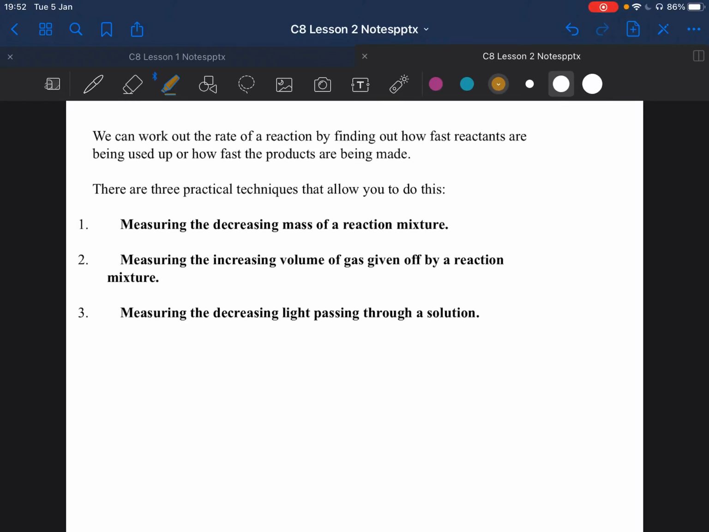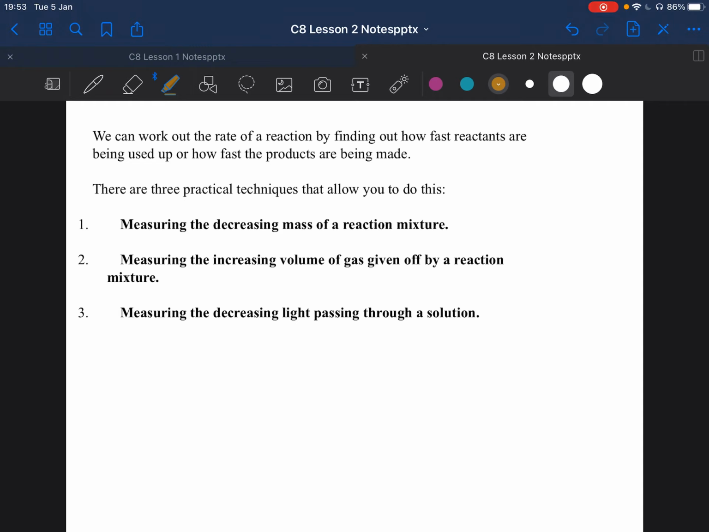Hi, and welcome to the second lesson in the rates of reaction topic. This one's going to look at how we can use practical investigations to measure the rate of different reactions. So we're going to start by introducing you to the three methods that we could do this with.